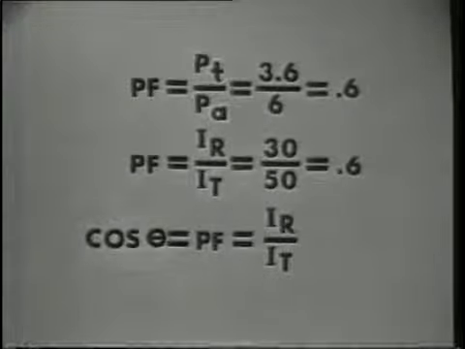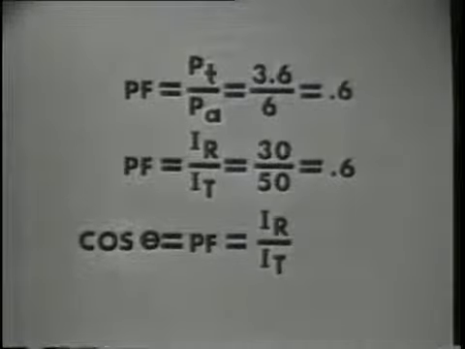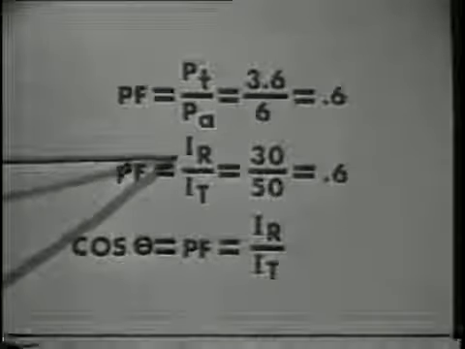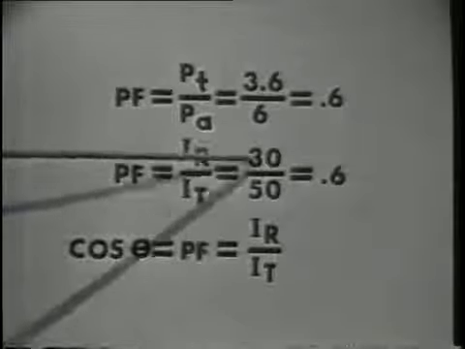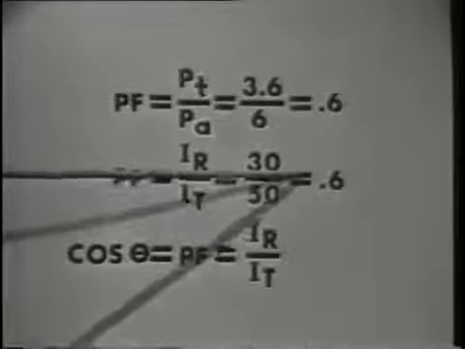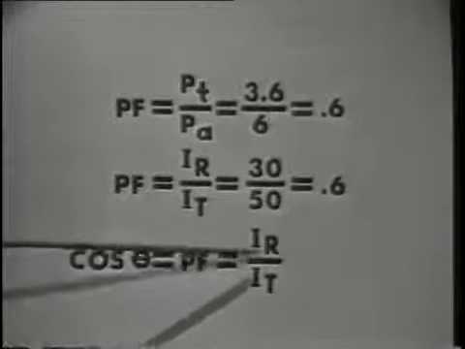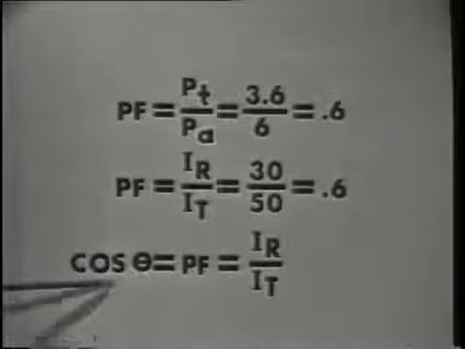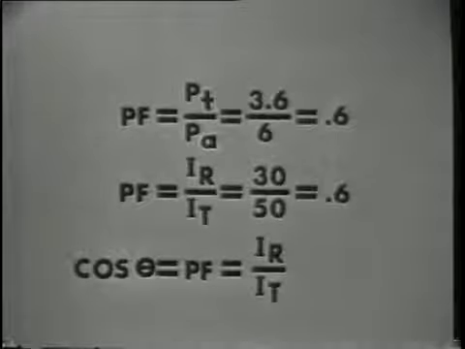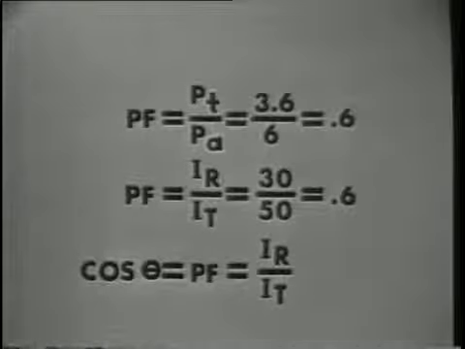Also, since the currents in the circuit tell us the amount of power in each branch, we can use the ratio of these currents to determine the power factor. IR over IT, 30 over 50 equals 0.6. The power factor again is 0.6. Also notice that the cosine of angle theta equals IR over IT, or the cosine of theta equals the power factor.